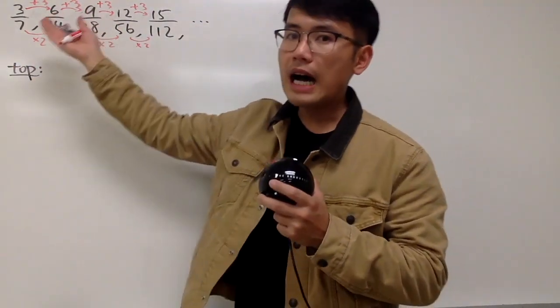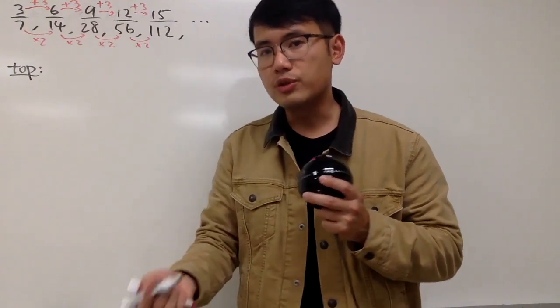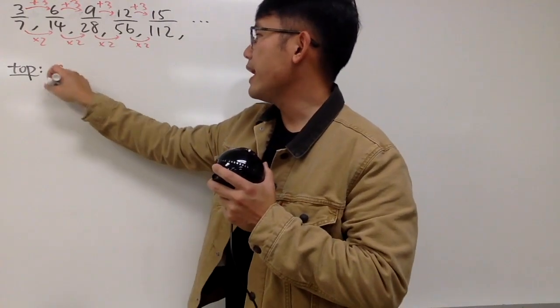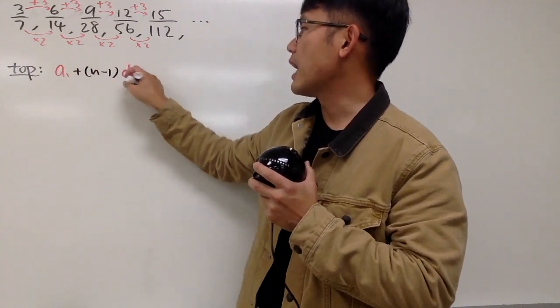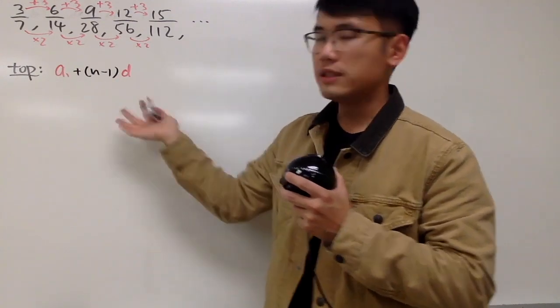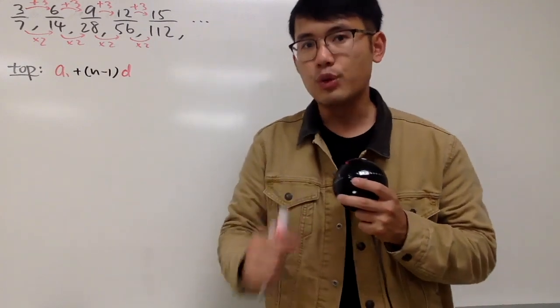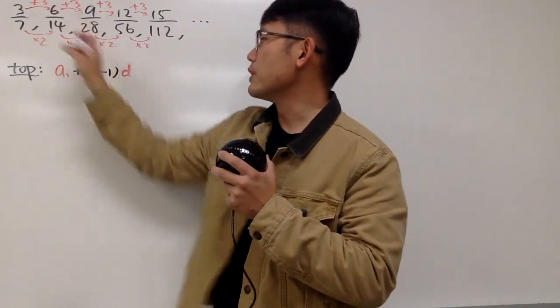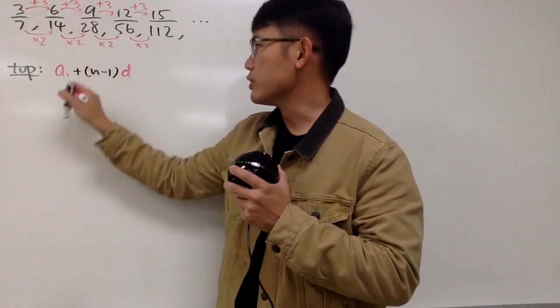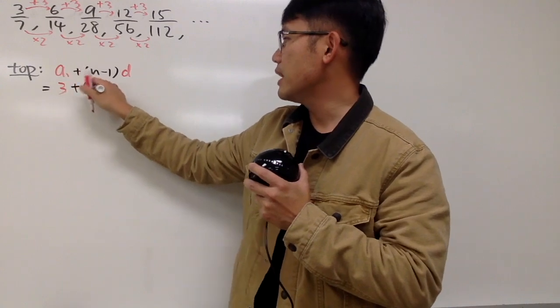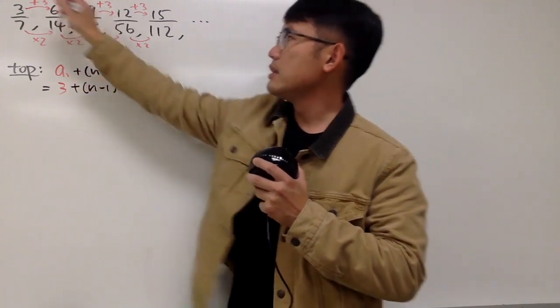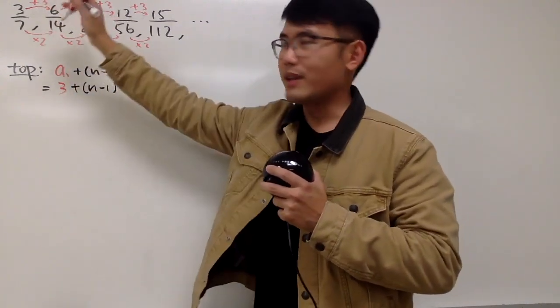Well, on the top is arithmetic. This is what you can do. You can just write down a1 plus n minus 1 times the common difference. And you can use this to set up for an arithmetic sequence. And of course, a1 is 3. We'll just put that down right here. And then we have plus n minus 1 times d. D is also 3.